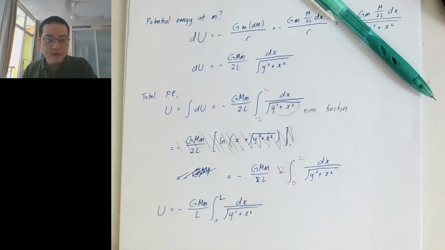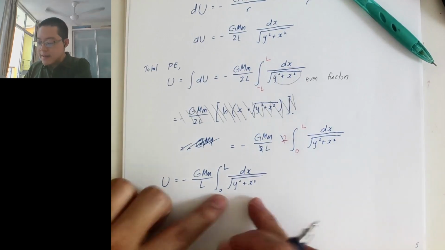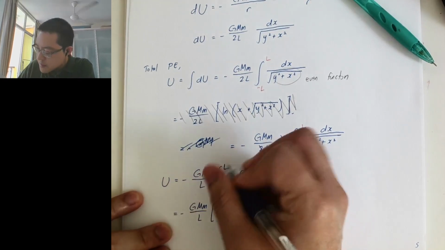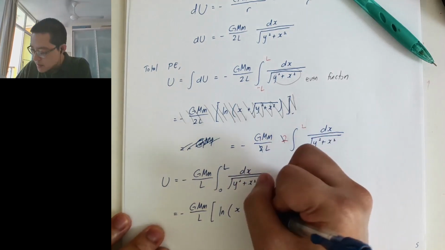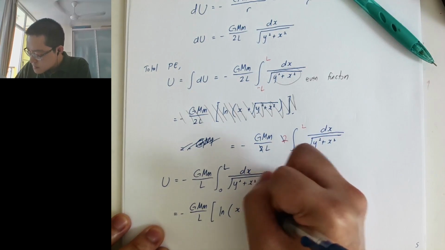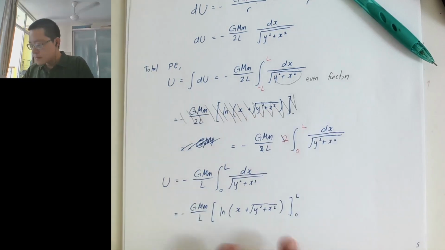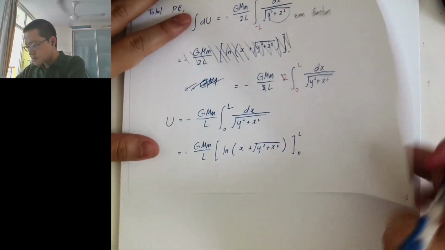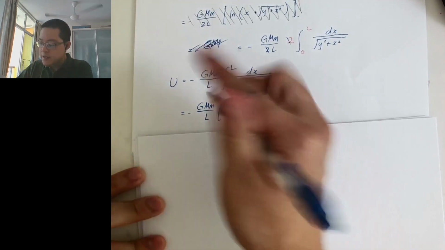Okay, so do you follow so far? Yes, so you learned this before, right? Okay, good. So the antiderivative of this is given by this logarithm, ln of x plus the square root of y squared plus x squared. The next thing we need to do is just to put in the limits. So if I put in the limits, what do I get?